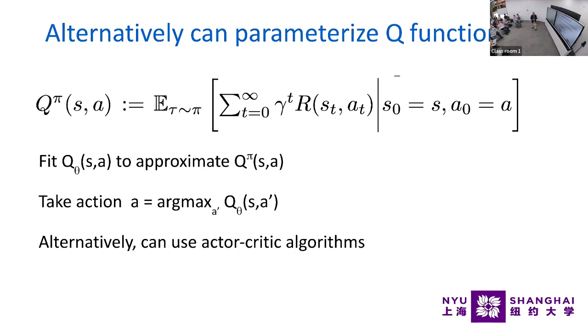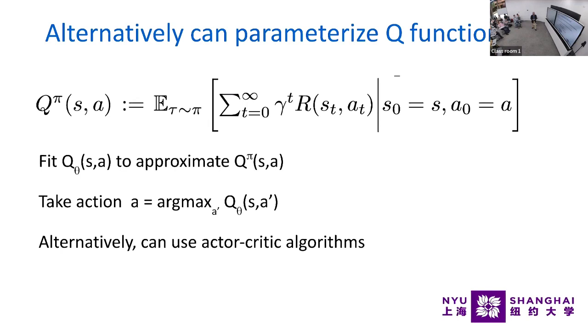In deep reinforcement learning, another approach is to fit a neural network. This would be a different neural network whose inputs would be state S and action A, and its output would be the Q value. We try to fit that to approximate Q pi. Then, if we get a good fit, what we would do in practice is, after we fit Q theta, the action we take would be the argmax of this.